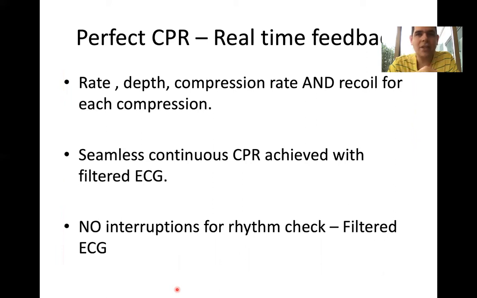The second time that you interrupt CPR would be to check rhythm, to do a pulse check. And traditionally, according to ACLS guidelines, that's done every 2 minutes. And it should be no longer than 10 seconds. Now, 10 seconds is a long time. 10 seconds will allow your aortic pressure to drop to near zero. So 10 seconds is too long to stop CPR for.